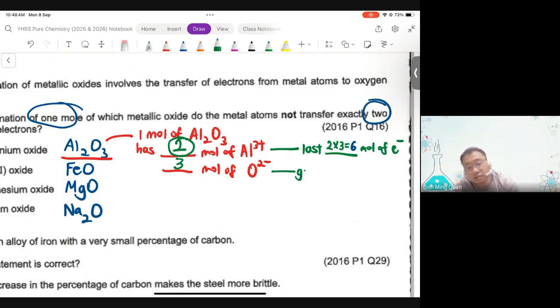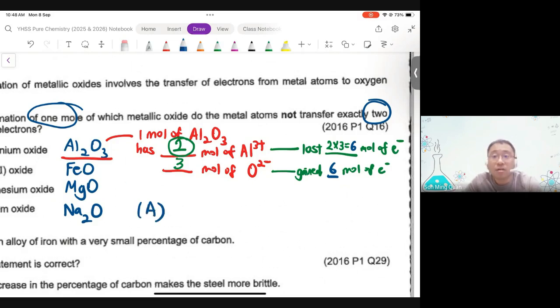Obviously, this means that it gained 6 moles of electrons. So clearly, how many electrons are transferred? 6 mole. Therefore, the answer is A. Some of you chose D. So let's work it out.